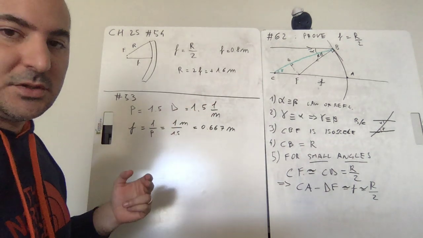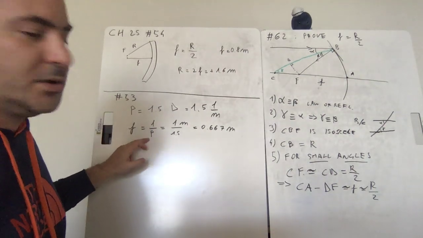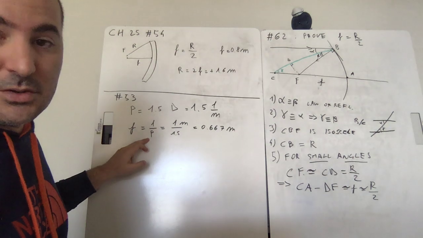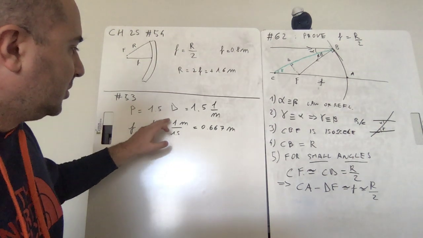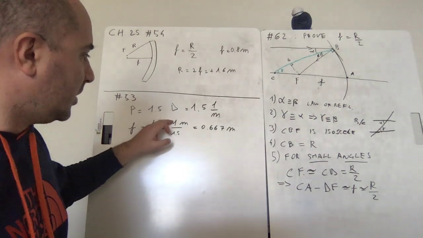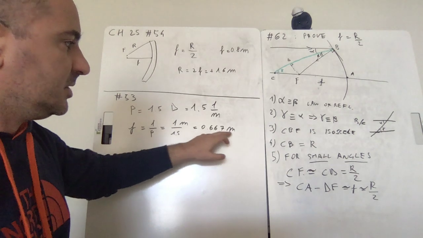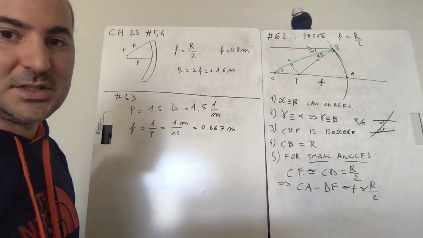By definition, the focal length is 1 over the power of a lens or of a mirror. Therefore, I just have to invert this power over here, and so it becomes 1 meter over 1.5, which means 0.667 meters. Okay, so this is like 66.7 centimeters.